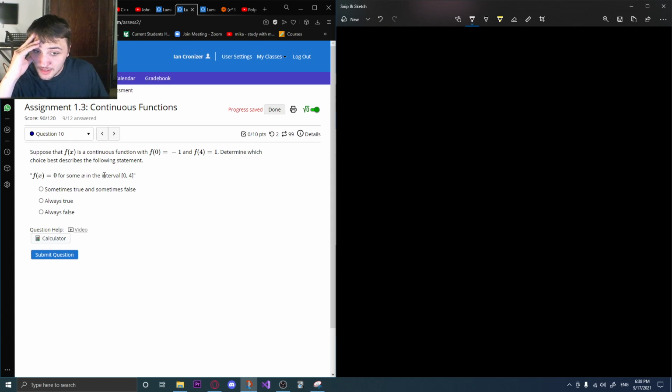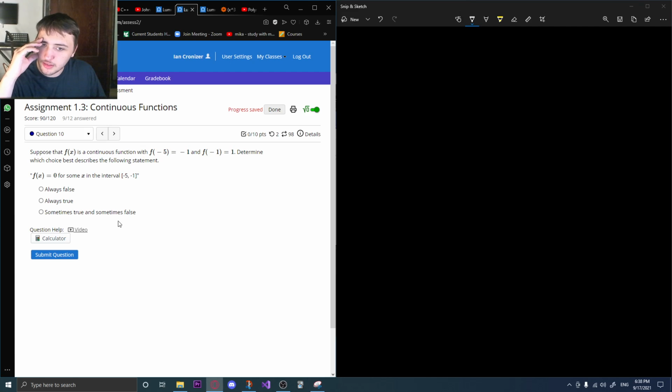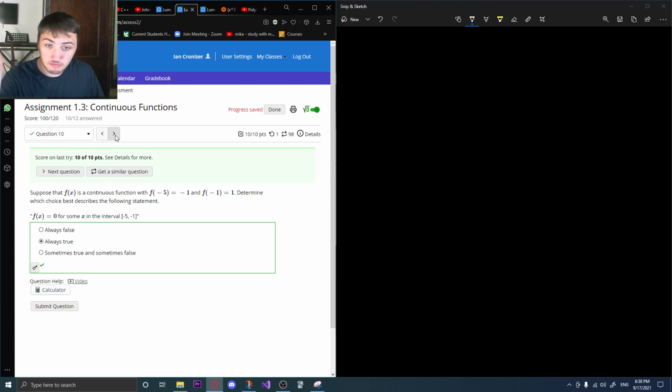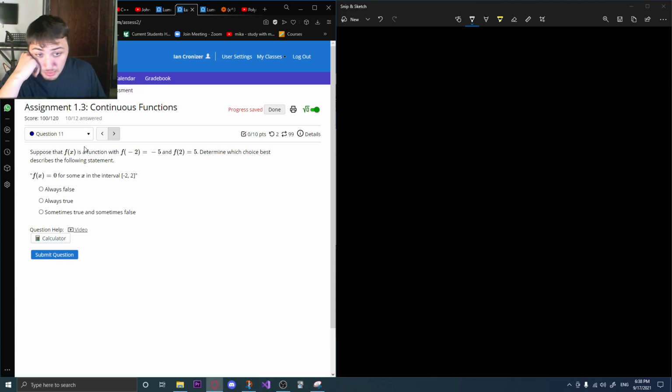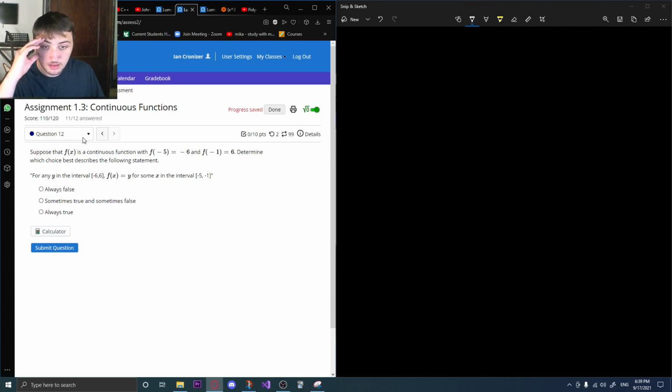Okay. Oh, I just did this. It's continuous, always true. Do this again. Suppose it's a continuous function. Always true. Suppose it's a function. Sometimes true, sometimes false. Now it's question 12.